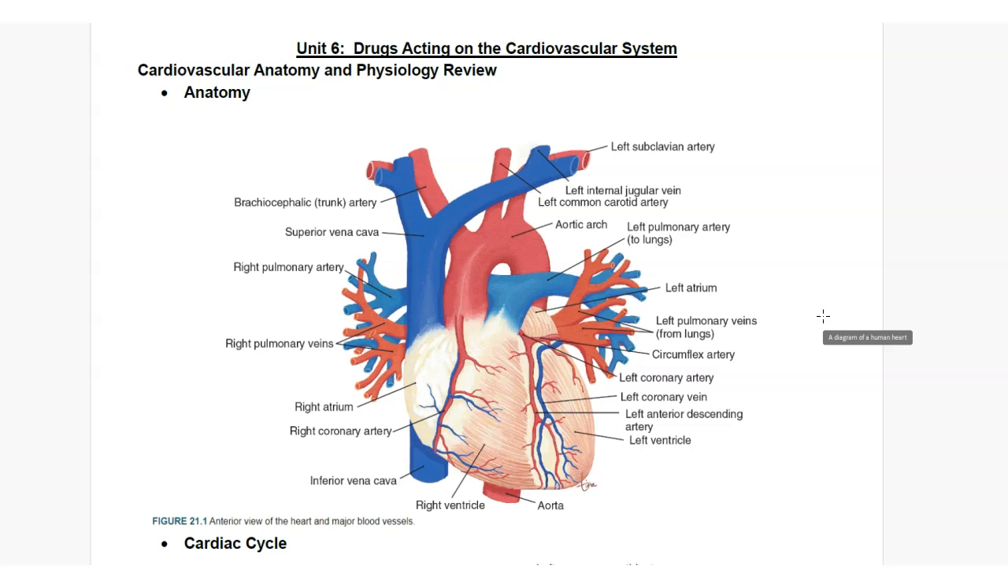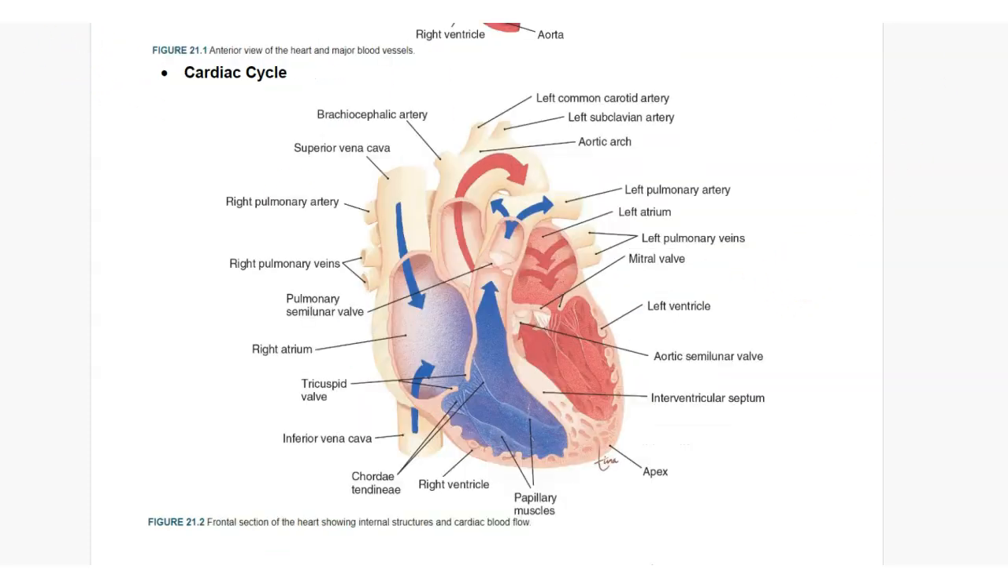of these medications work. The major ones that you have to know would be your superior vena cava, inferior vena cava, your left coronary artery, right coronary artery, aorta, your pulmonary arteries, your atrium, ventricles, and so on. For the purposes of this course, you have to remember the cardiac cycle. So where does the blood flow go? Where does it start? Where does it end?